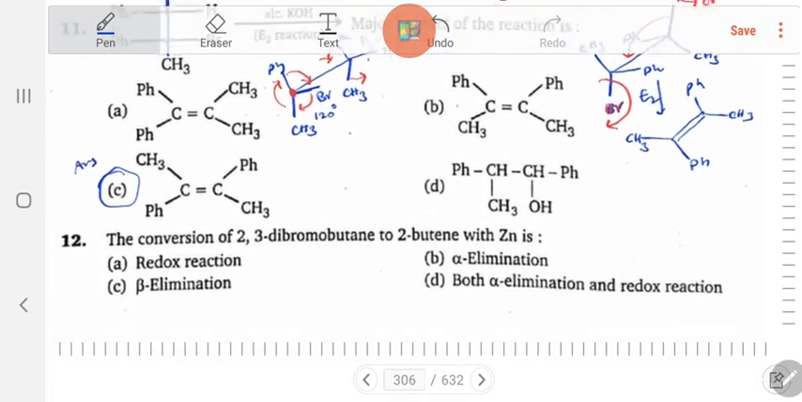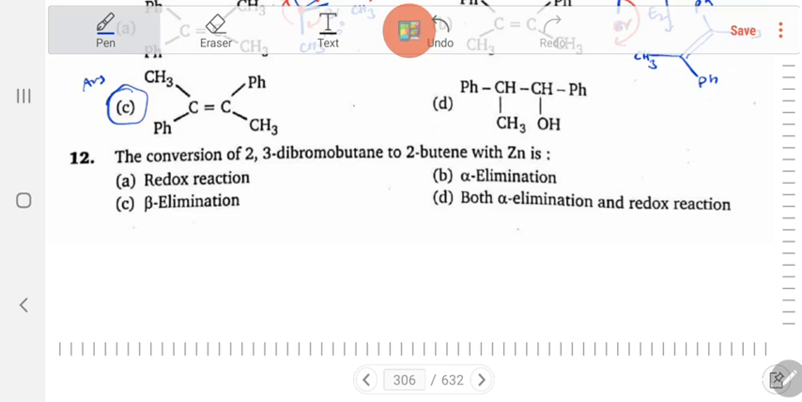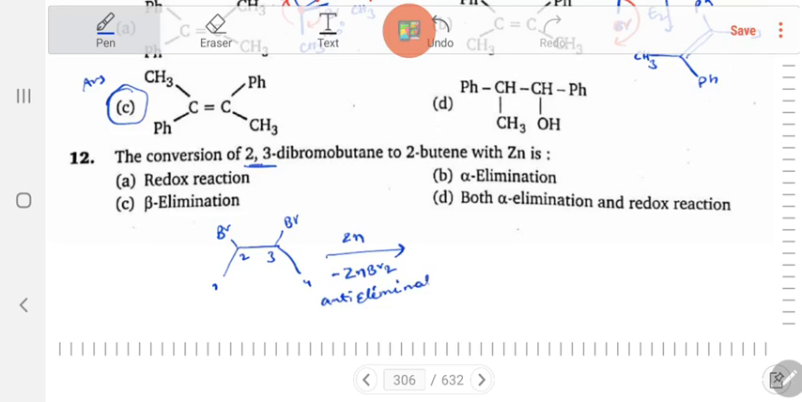Now, coming to question number 12. The conversion of 2-bromobutane to 2-butene. So bromine. So 2,3-dibromo, 1, 2, 3, 4. So 2,3-dibromobutane is converted into 2-butene in the presence of zinc, giving ZnBr2. Here also it is anti-elimination, via a mechanism similar to E2.